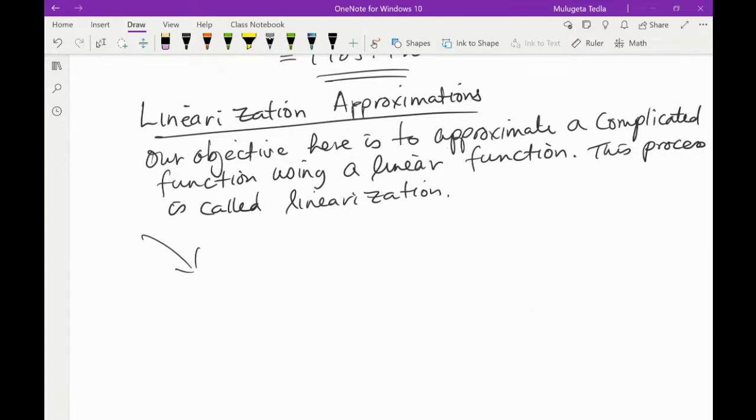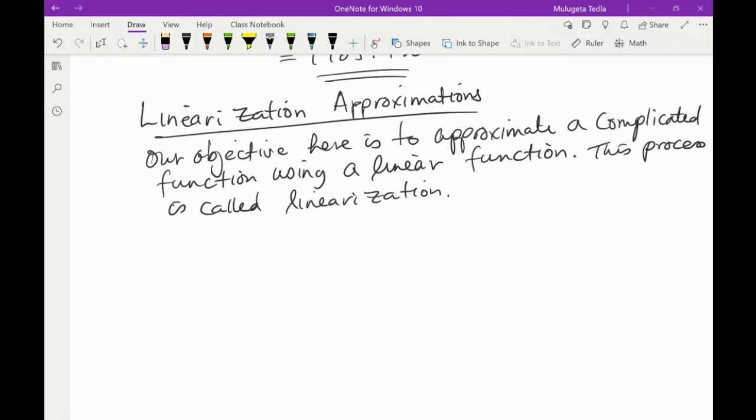Like in numbers, you mean? Yes, we'll find the function and then relate both functions. We can calculate how far or how close they are. Okay, thank you. You're welcome.